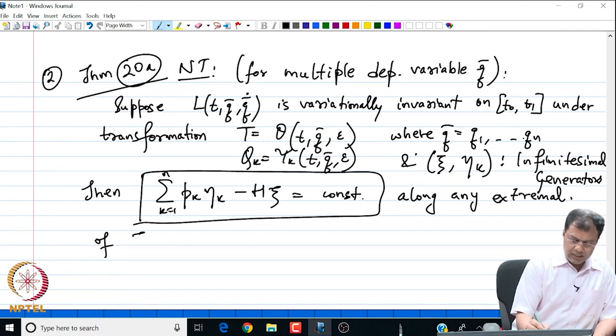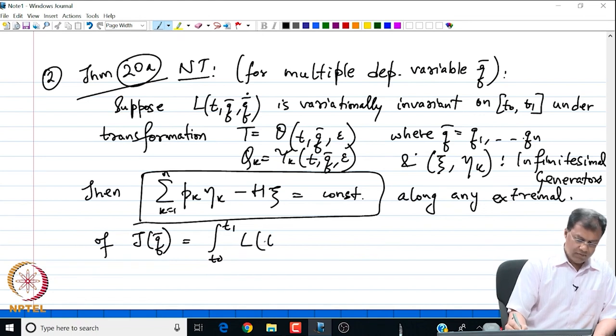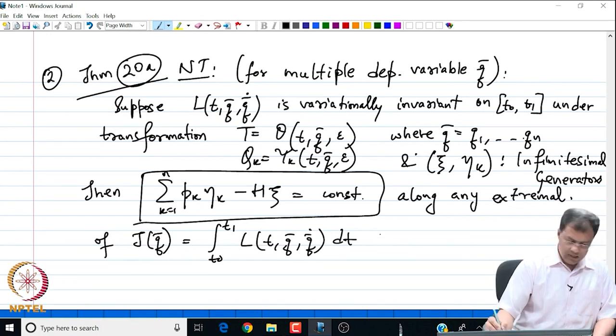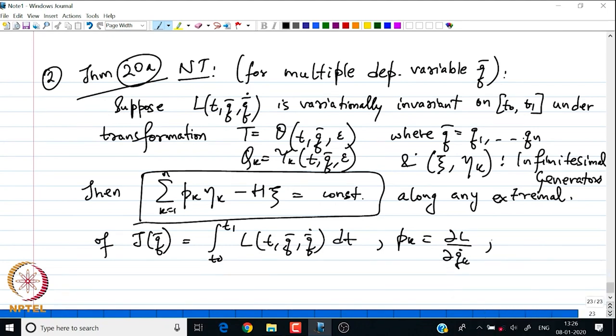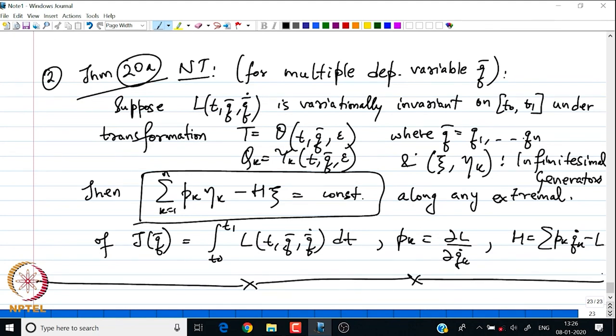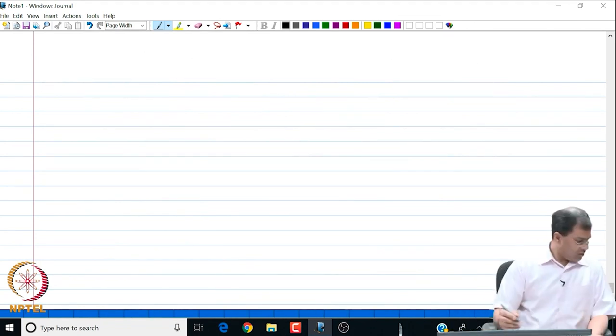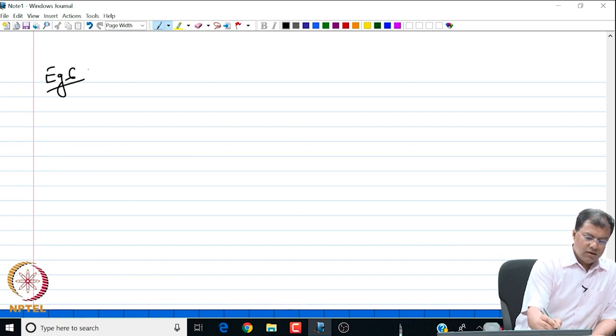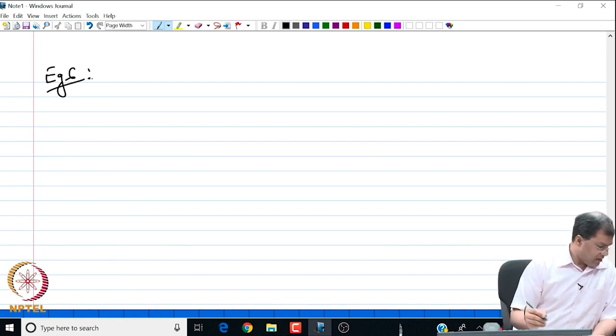Along any extremal of J(q), which is the integral from t0 to t1 of L, let me quickly write down this result, where p_k is the derivative ∂L/∂q_k dot, and H is the summation of p_k q_k dot minus L. Let us look at an example in this situation. This will be the final example of our discussion.